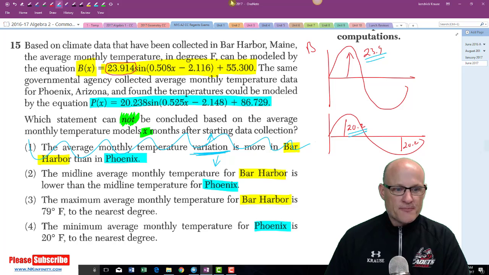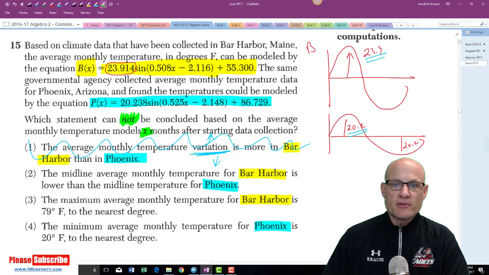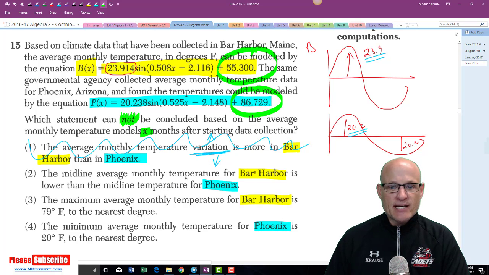Woo! New York State. The midline average monthly temperature. Okay, let's think about midline. Here's the midline for this one and the midline for this one. So the midline temperature for Bar Harbor is lower than the midline temperature for Phoenix. Yes, that's true.